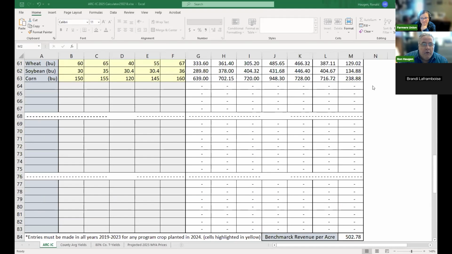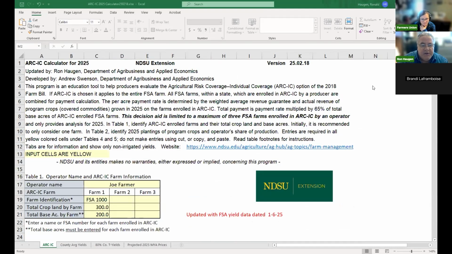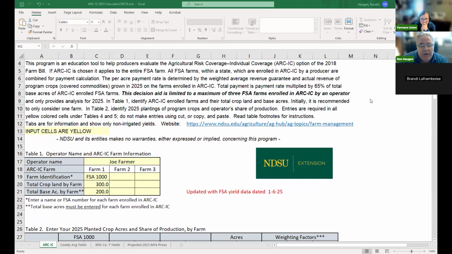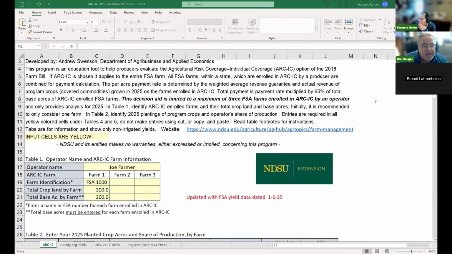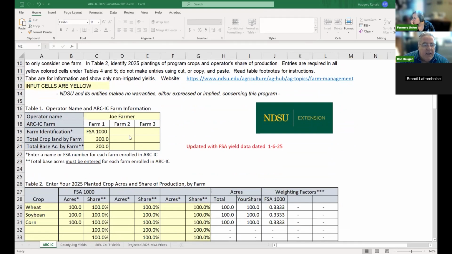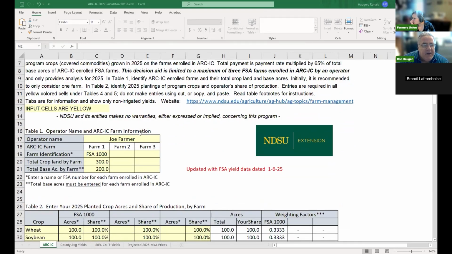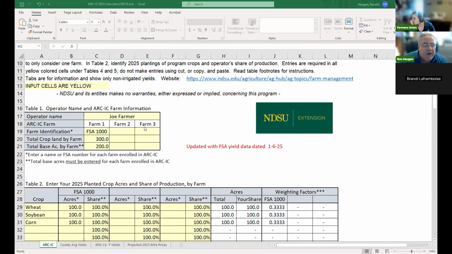This is, as Randy mentioned, not many people use this program, but it's something you may want to take a look at. We're proud of this program as well, because I don't know that even Texas A&M has a program like this. We're one of the few universities that deal with the ARC-IC, and there's a limitation here too. We only allow 3 farms.